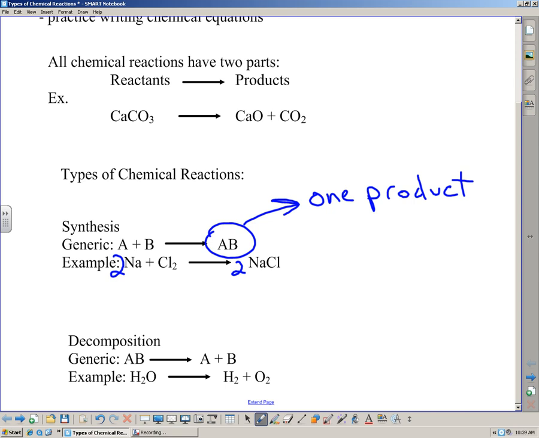Now, synthesis reaction and decomposition reactions are opposites of one another. Synthesis reactions, we bring everything together to form one product. With a decomposition reaction, we start with just one reactant. Okay? We have just one reactant that'll get broken down into 2 or more products there. And the classic example of a decomposition reaction is the breakdown of water. Okay, the decomposition of water, where we take water and break it down into its elemental forms, hydrogen gas and oxygen gas. Any questions about those?